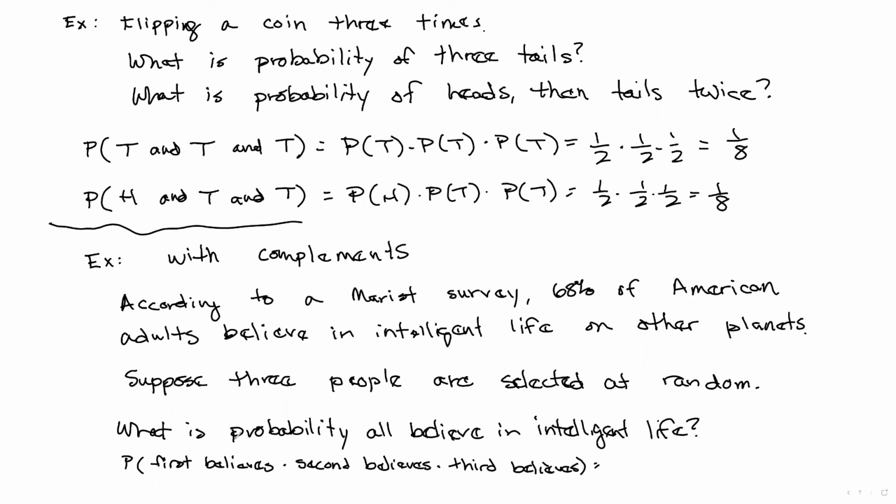All right, so what's the probability that all three believe? If these are independent, then you can just multiply the probability that they believe separately. So you'll get 0.68 times 0.68 times 0.68. And again, we need a calculator for this. 0.68 times, and we get 0.31444. We'll call that roughly 31%.